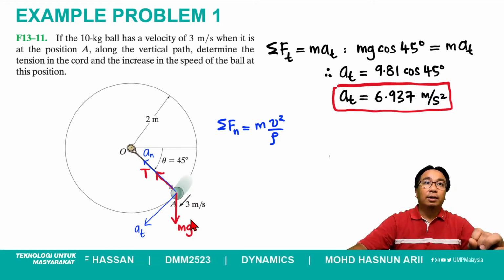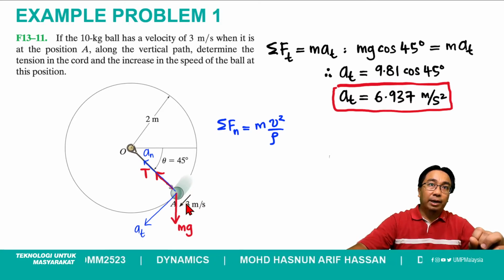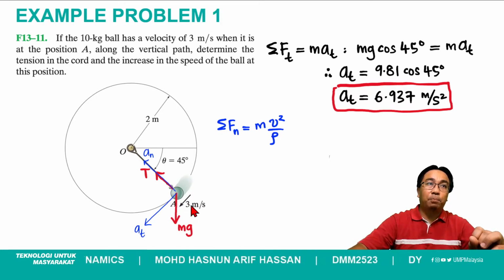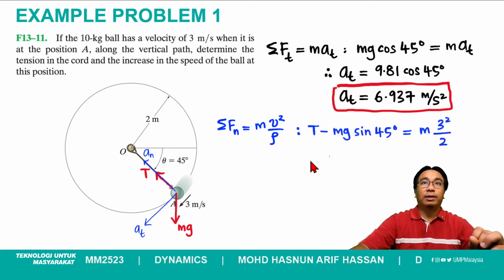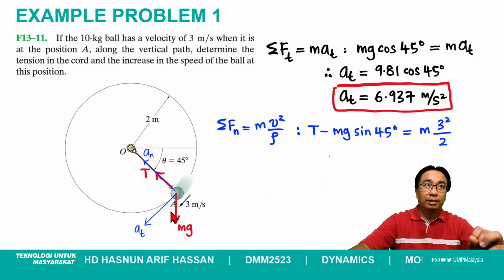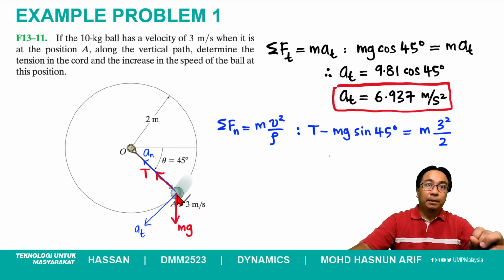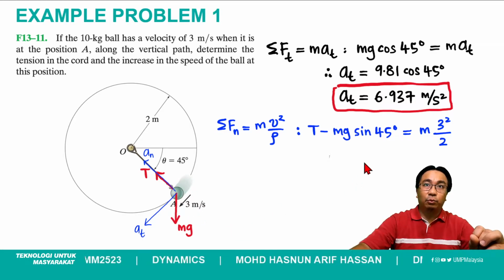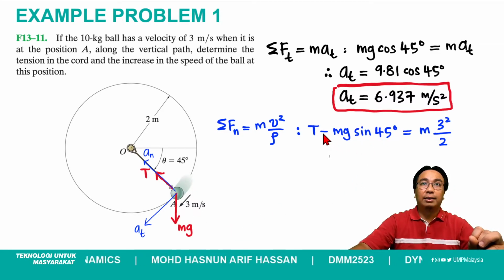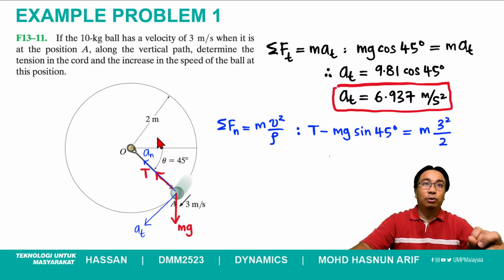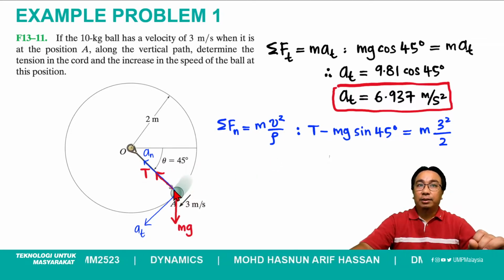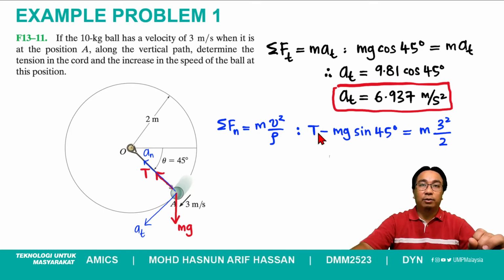Tension will be positive. The mg component, there will be another component of mg pointing in the opposite direction of the normal axis. So which means that the component of mg will be negative. And the component is mg sine 45 degrees, because we say that over here is 45 degrees. So going in this direction will be mg sine 45 and negative because it is pointing in the opposite direction of the normal axis. Tension is pointing in the same direction as normal, so it will be positive.